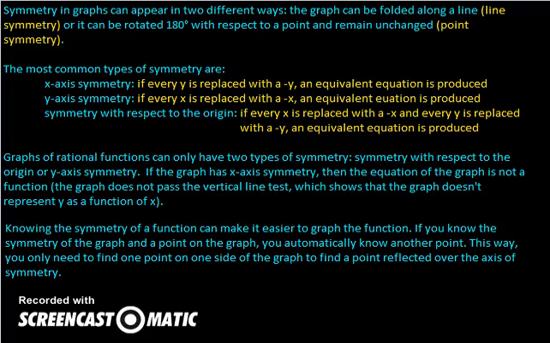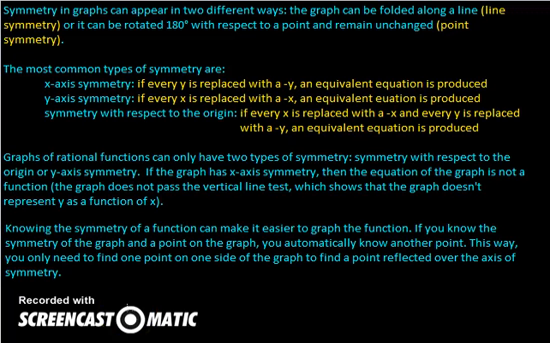Next, we will be talking about symmetry. Symmetry in graphs can appear in two different ways. The graph can be folded along a line symmetry, or it can be rotated 180 degrees with respect to a point and remain unchanged, point symmetry. The most common types of symmetry are x-axis symmetry, y-axis symmetry, and symmetry with respect to origin.